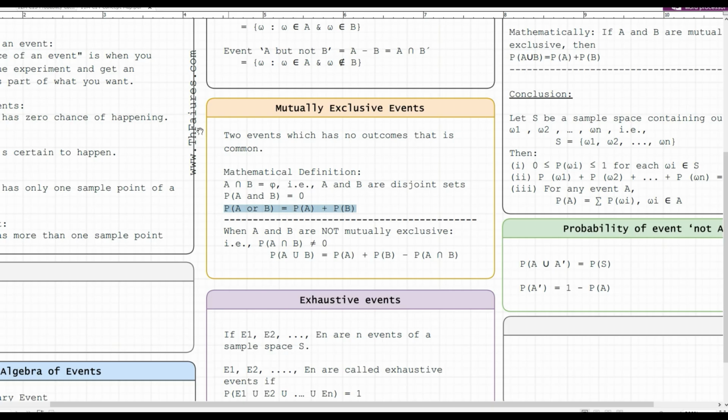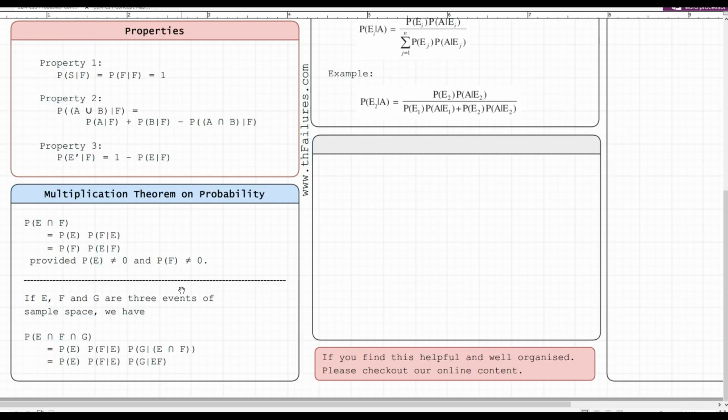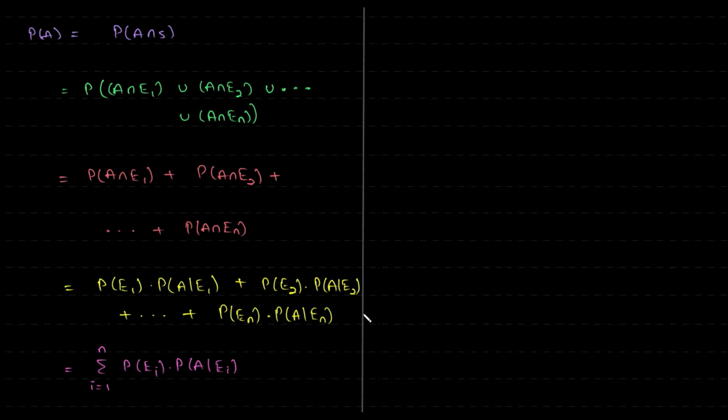So where is that from? What is it that we are talking about? This is from your multiplicative theorem on probability, right? You guys have to go through the multiplicative theorem on probability.